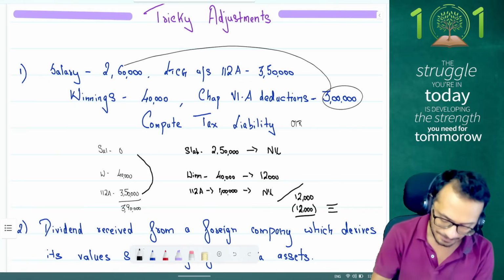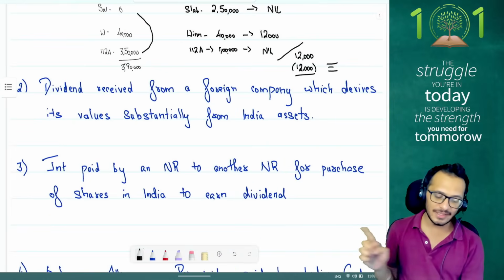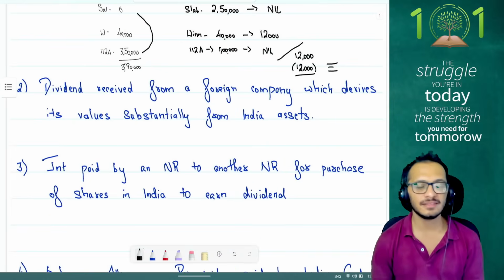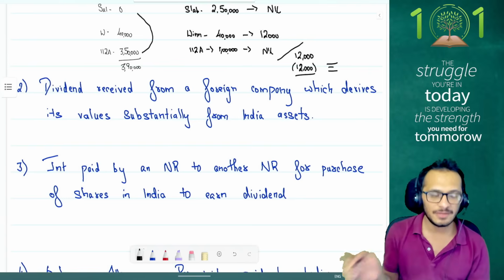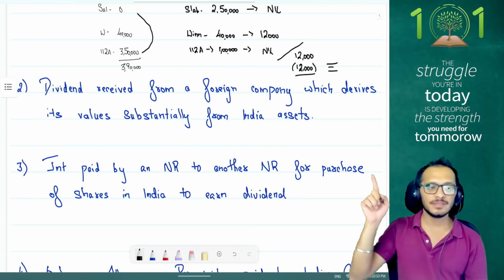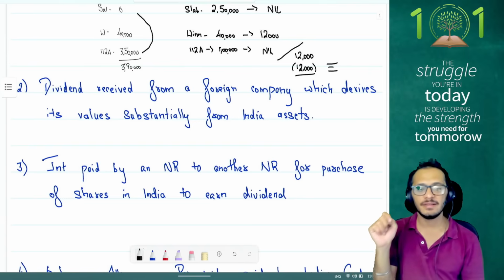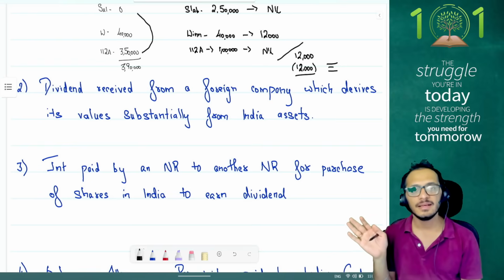Yes, very good. Next question says dividend is received from a foreign company which derives its value substantially from its Indian assets. This was a question which came up in your May 2025 examinations. The question is: when a dividend is received from a foreign company, is it taxable in India?